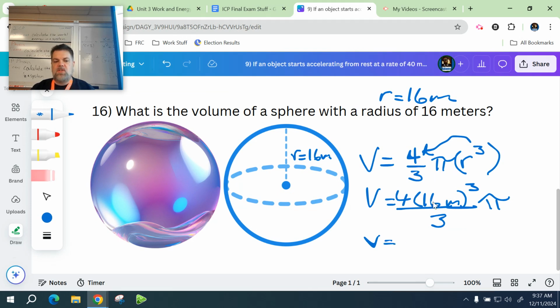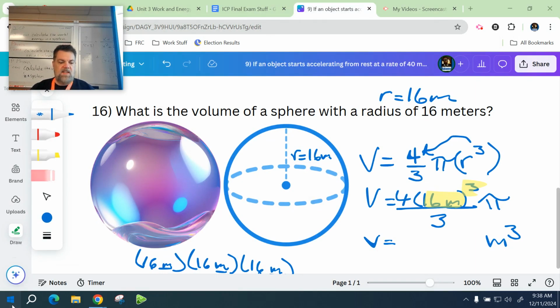So you have to do this 16 cubed. And remember, you're going to multiply that. It's like 16 meters times 16 meters times 16 meters. So what's a meter times a meter times a meter? Well, it's meters cubed. And then 16 times itself 3 times is a really big number.